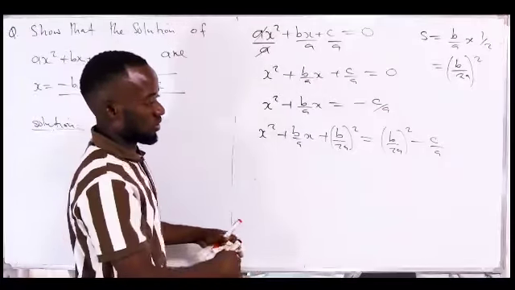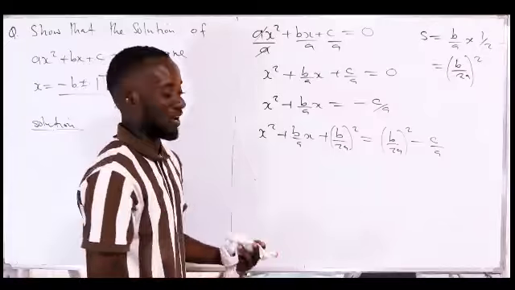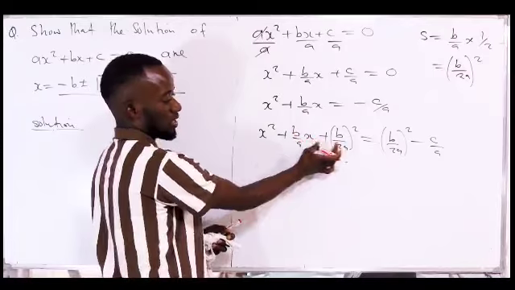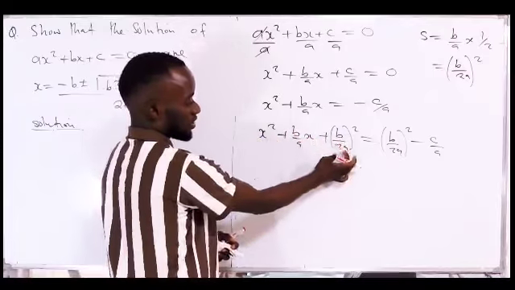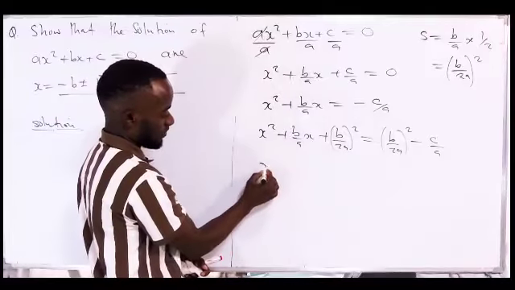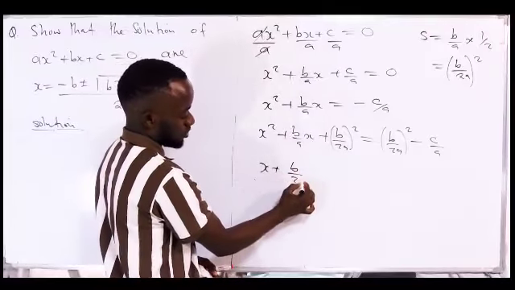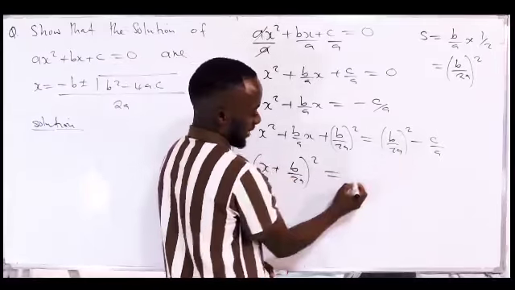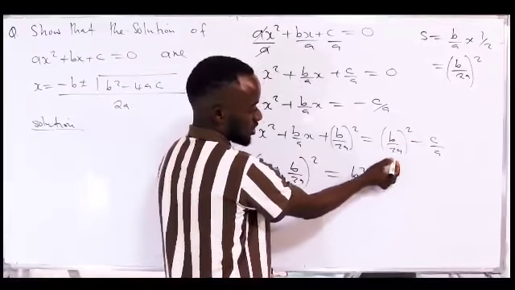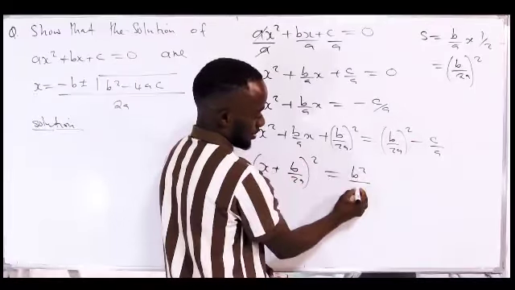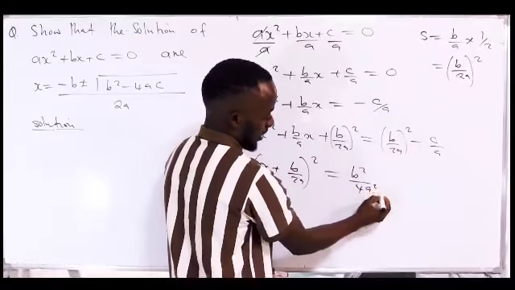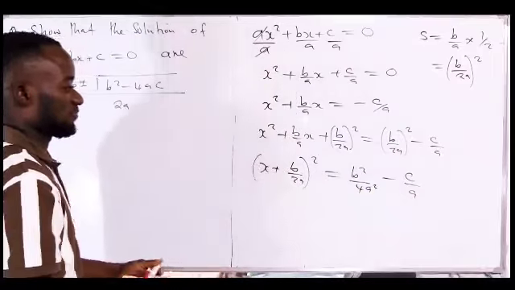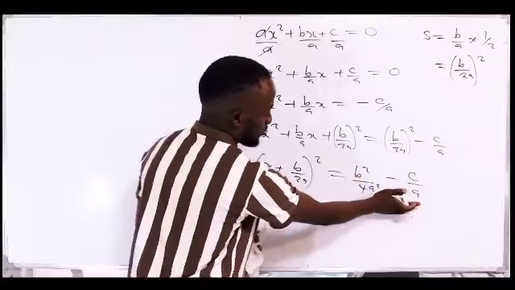So now, next thing, what are we going to do? Remember, we are completing the square. So we write the left side as x squared plus b over a x plus b over 2a squared, which gives x plus b over 2a all squared is equal to, now what is b over 2a squared? It is b squared over, what is 2a squared? 2 squared is 4, a squared is a squared, minus c over a. That's what we have. This is a fraction, and also this is a fraction, so we're going to combine these two.